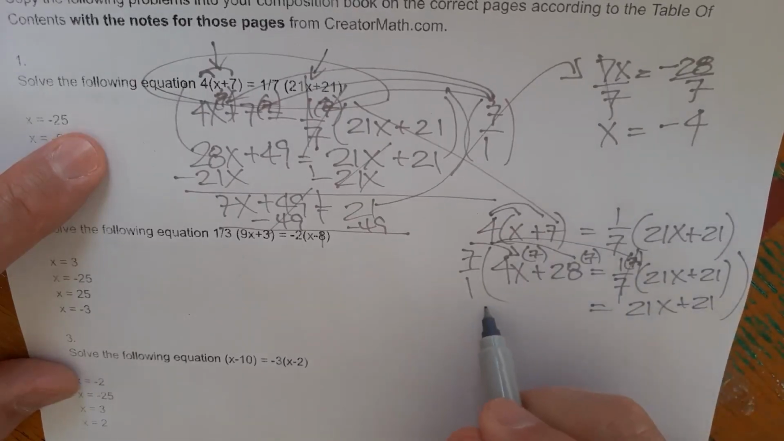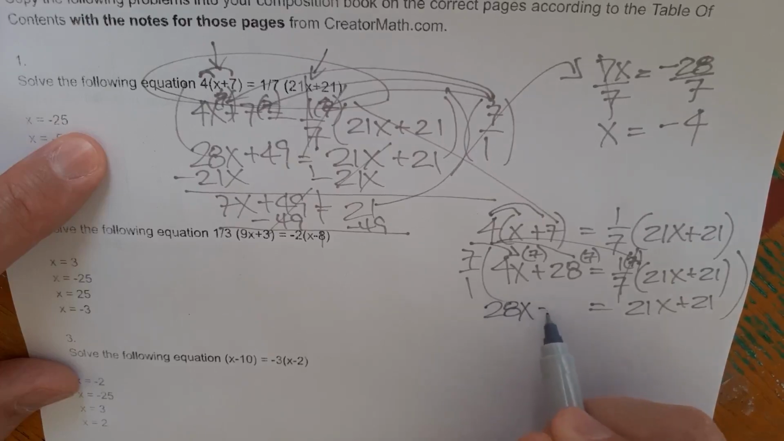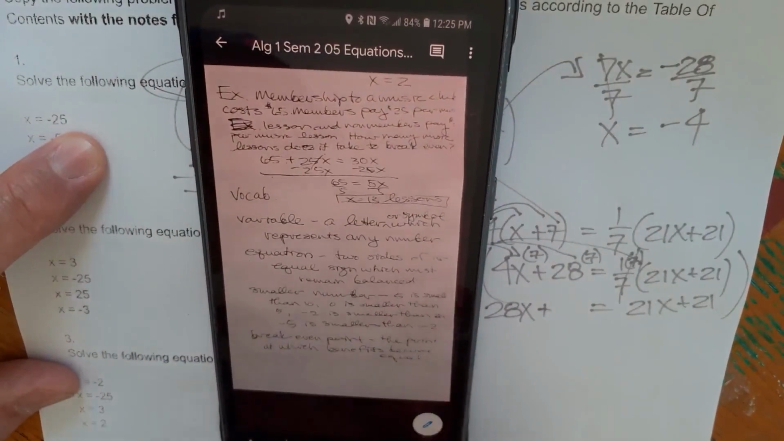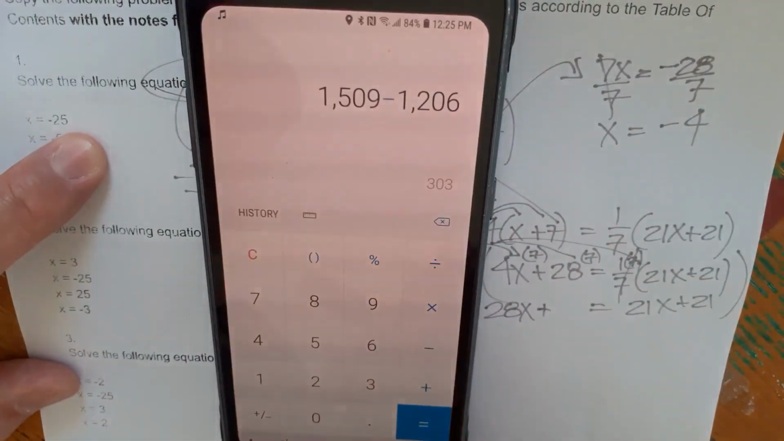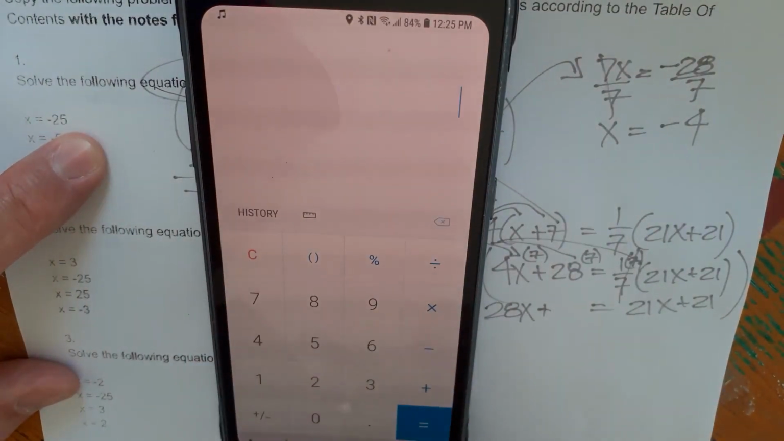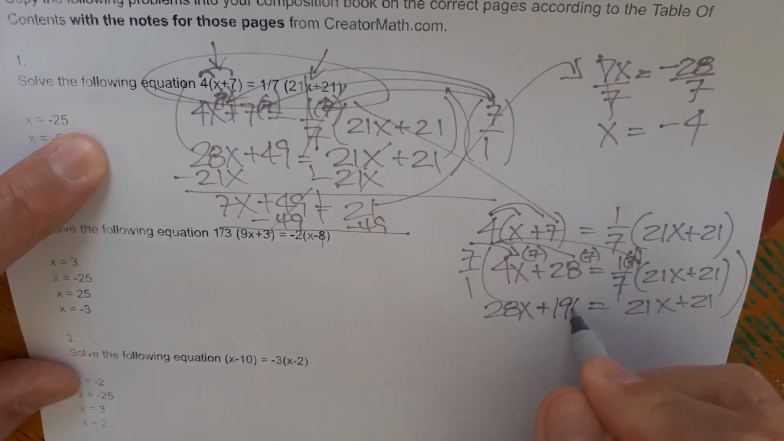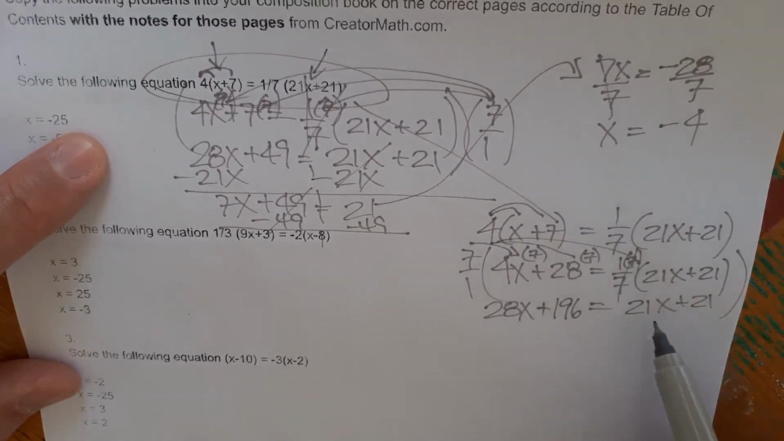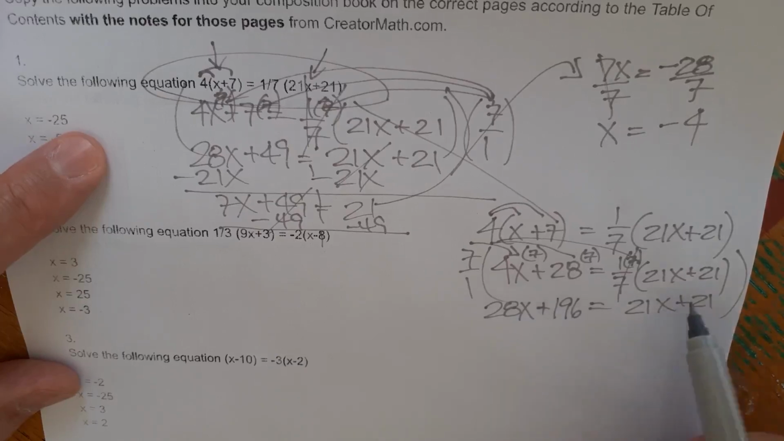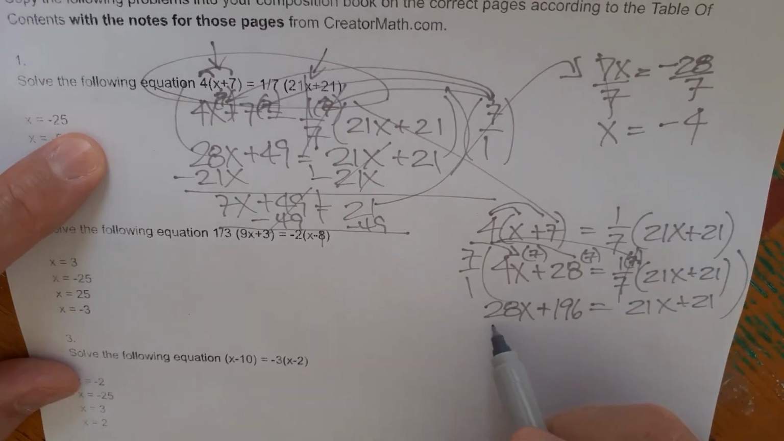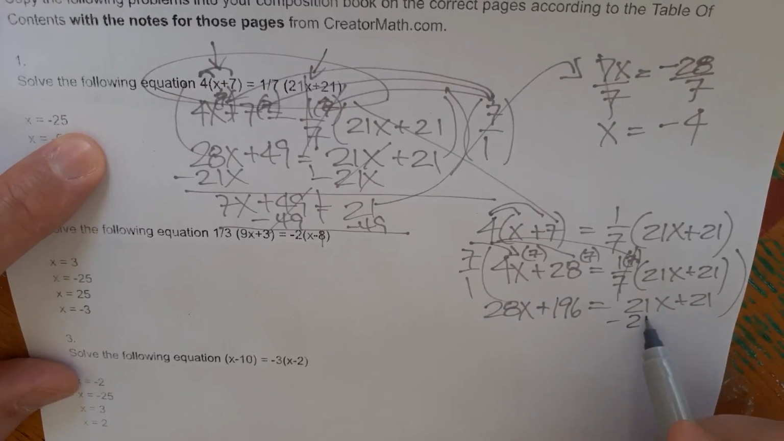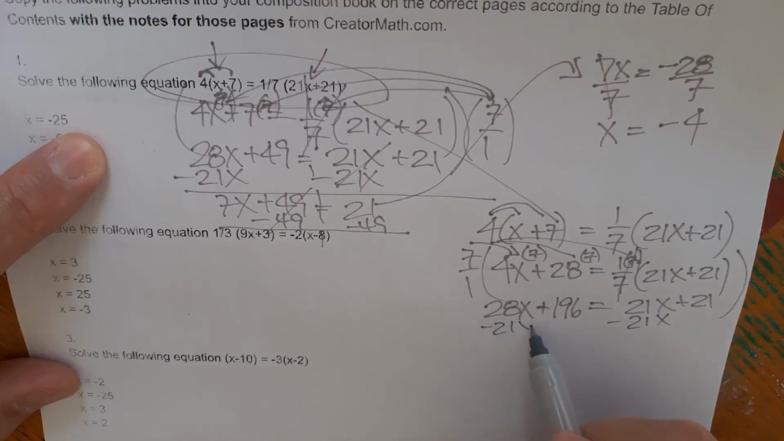7 times 4x is 28x. Plus 7 times 28. Don't be afraid to just jump right in there, open up your calculator, and let's say 28 times 7. 196. All right, notice we have x's on both sides of the equation. That's the point of this lesson. So we're going to take the smaller number, 21x is here, and 28x is there. We're going to subtract 21x from both sides.